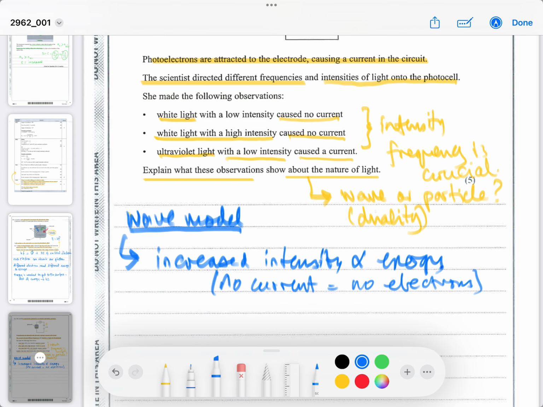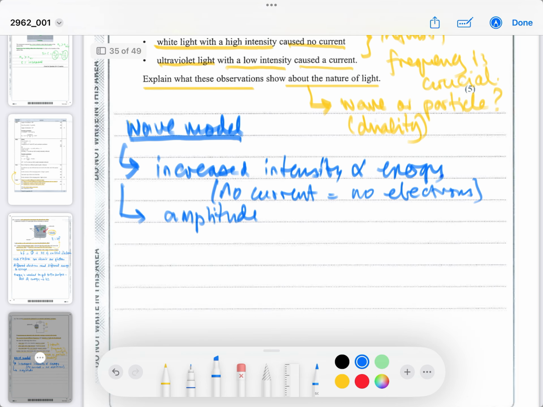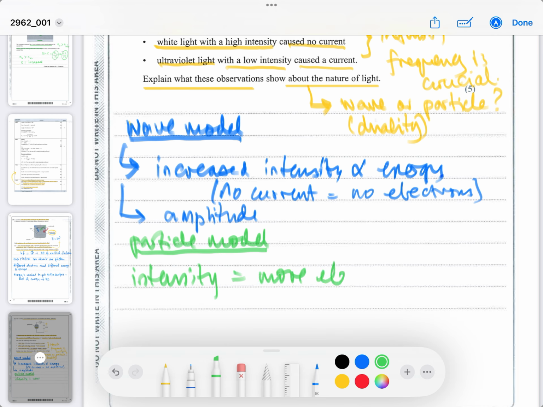So in the wave model, more intensity means more amplitude. So you also want to maybe mention amplitude, because amplitude is linked with energy. But even with more amplitude, you don't get emission. However, if you look at the particle model, when you increase the intensity, it means more electrons per second.